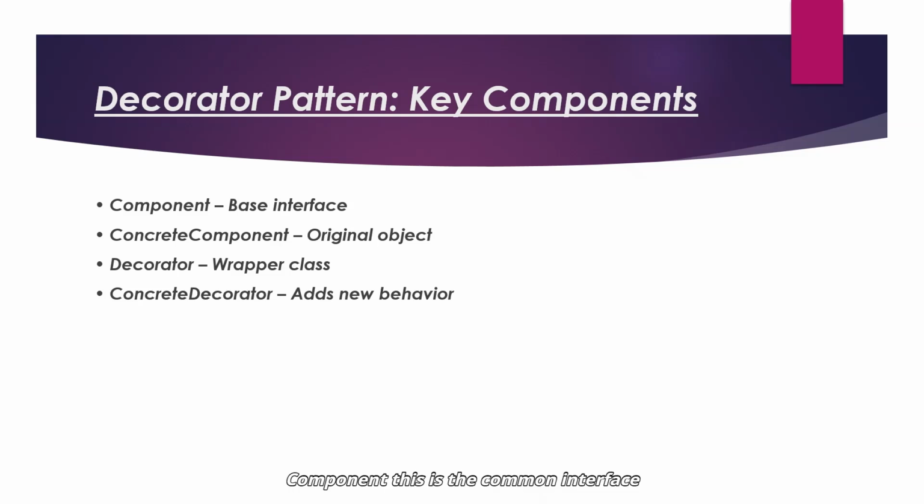Component. This is the common interface that both the original object and the decorator implement. Concrete component. This is the original object which we will decorate. Decorator. This is an abstract class or interface that wraps the concrete component and adds new functionality. Concrete decorator. This class extends the decorator and actually adds the additional behavior or functionality. By chaining multiple decorators, we can dynamically add different behaviors to the object.